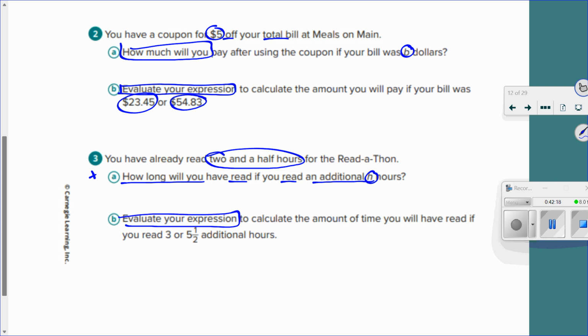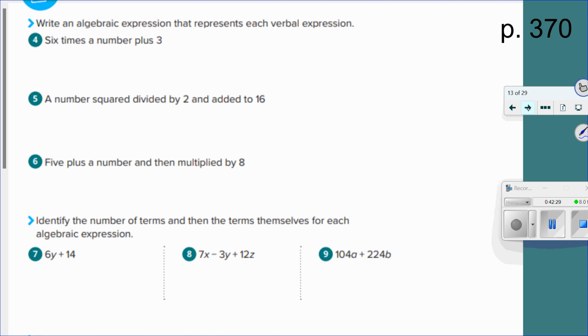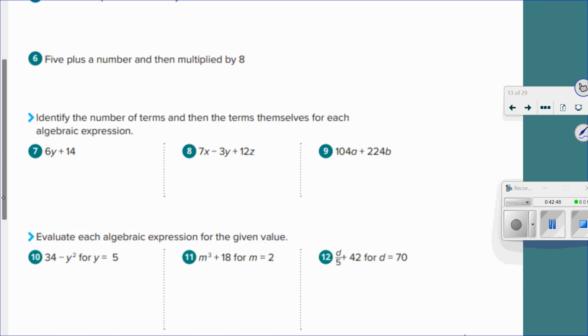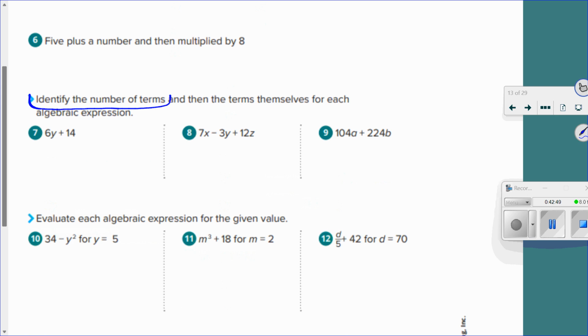On to the back page. Write an algebraic expression. So all we're doing is that translation piece again. Pay attention to your flipping phrases. Also make sure you're very clear about any commas or separations to show the difference in those. And then we're going to identify the number of terms and then the terms themselves. So that was the part we kind of ran through right towards the end of class. Tell me how many there are and identify what those terms are.